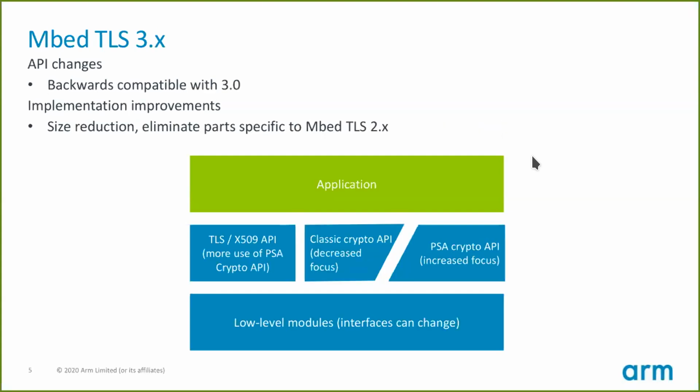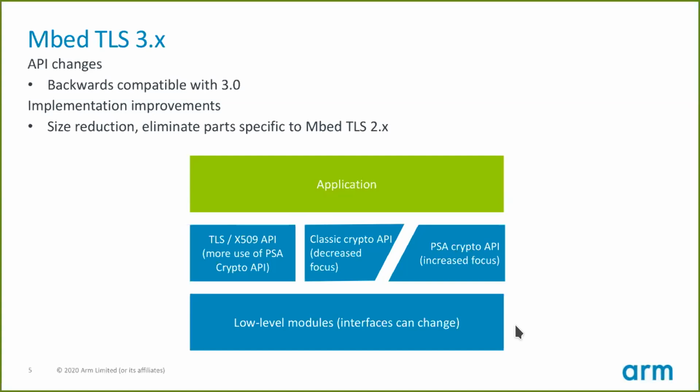Right. So in 3.x versions, as I mentioned, the interfaces of some of the low-level modules will change, and the crypto part of the library is going to evolve with an increased focus on PSA and a decreased focus on the Mbed TLS underscore functions. Increased focus means that new functionality at some point will be implemented through PSA crypto only, whereas currently there's still quite a bit of functionality that's not available through the PSA API.